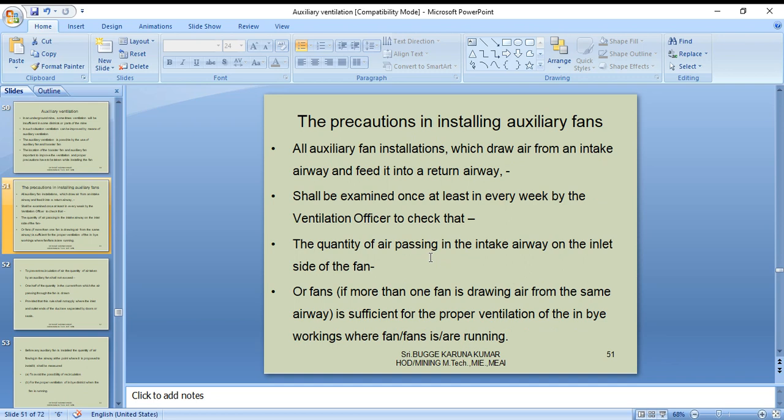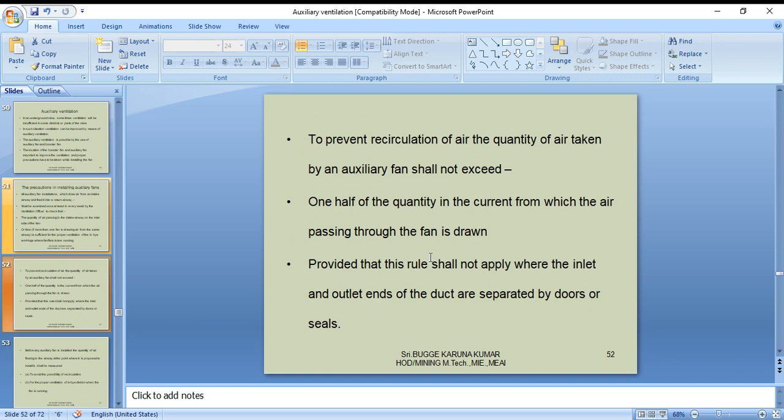Precautions in installation of auxiliary fan. All auxiliary fan installations which draw air from an intake airway and feed into the return airway shall be examined at least once every week by the ventilation officer to check that the quantity of air passing in the intake airway on the inlet side of the fan is sufficient. If more than one fan is drawing air from the same airway, it may be insufficient for the proper ventilation of the working places where the fans are running.